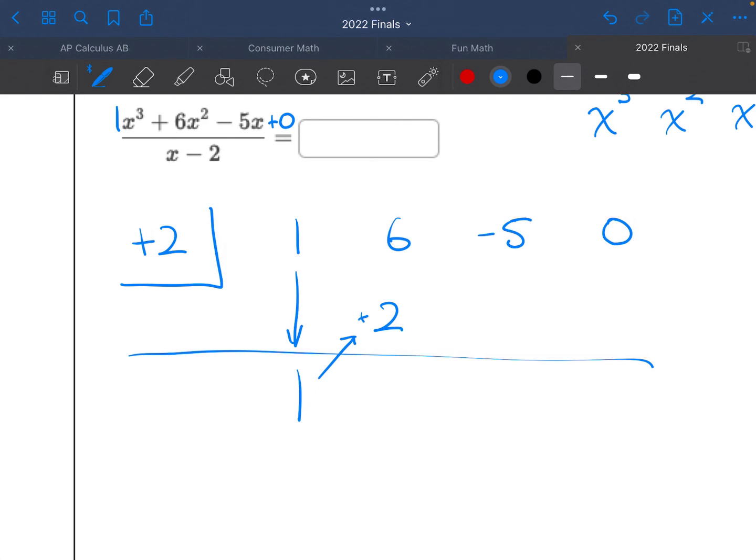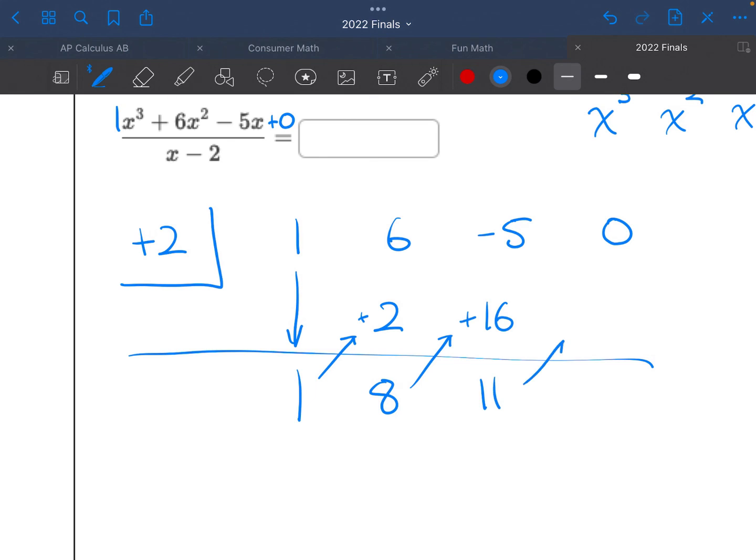So go 6 plus 2 is 8. Okay, then again, I'm going to cross that border. I might as well just use pen. Every time that I cross that border to the top right, I have to multiply by this number over here, times this 2. That's going to be 16. Then you just add them straight down. 16 plus -5 is 11.